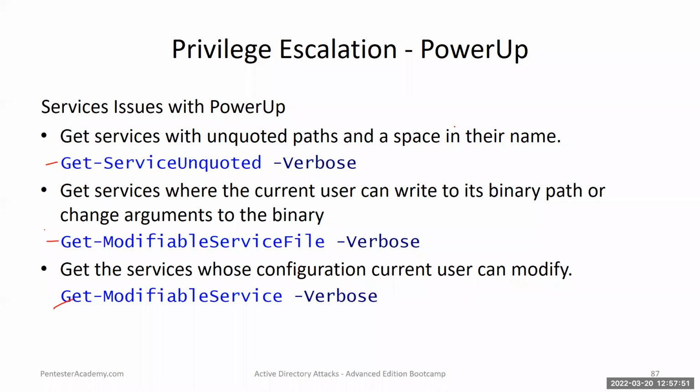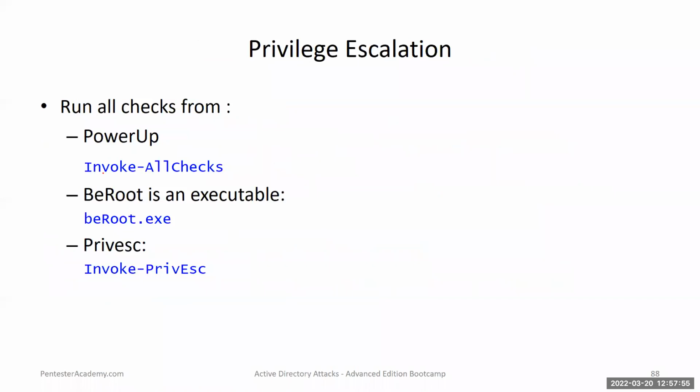So these are some of the local privilege escalation opportunities that we can take a look at. We can, of course, use PowerUp or BeRoot or PrivescCheck or WinPEAS to check that.